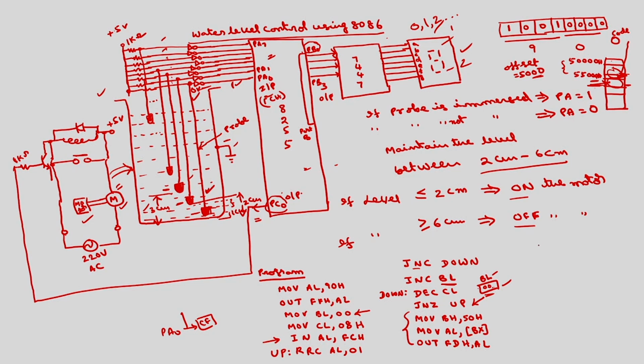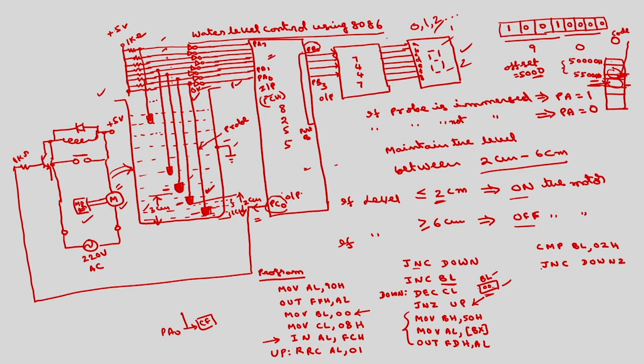Now check the BL contents: compare BL comma 02H. Jump not carry. What does it mean? BL will be having an already larger value, means it is greater than or equal to 2. Greater than or equal to 2 means no need to on the motor. If it is less than 2 centimeters, you have to on the motor. Okay. Jump not carry, so you go for down. Down, already one down I have written. Write down 2.